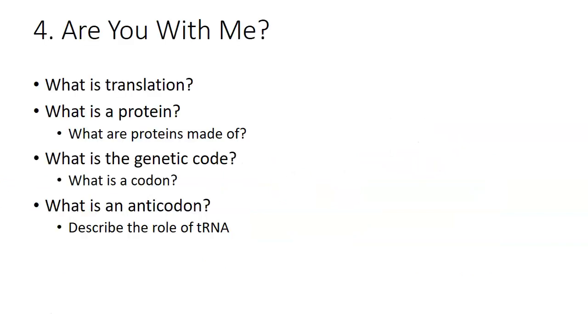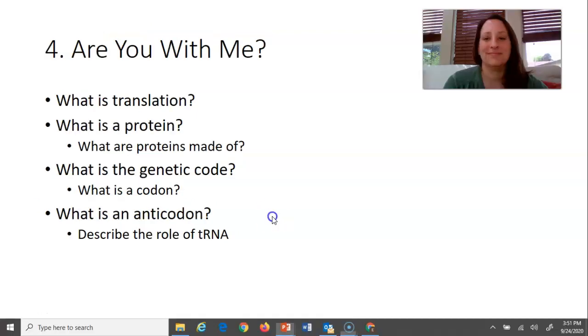Okay, so before I go any further, I want to make sure you understand what translation is, what a protein is, the genetic code, and what an anticodon is. So take a few minutes and fill that out for me. When you're done, you can continue.